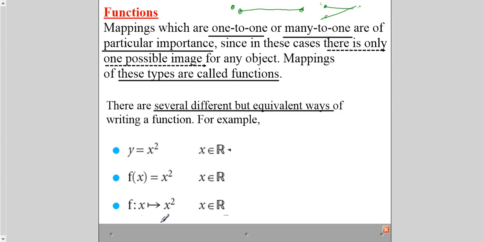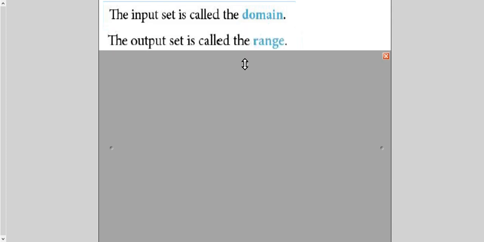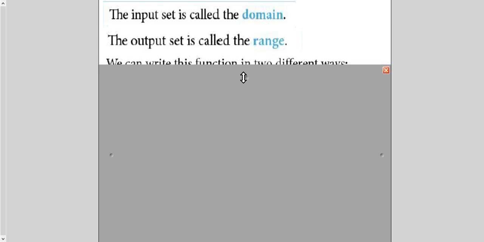Function is written in these ways. You can see y equals x square, f of x equals x square, or f of x is such that it is x square. So these are the ways you can write function. Sometimes students make the mistake of reading it as f multiplied by x. It doesn't mean that, right? It means this function is expressed in terms of x. So we have seen that the input set is called domain and the output set is called the range.